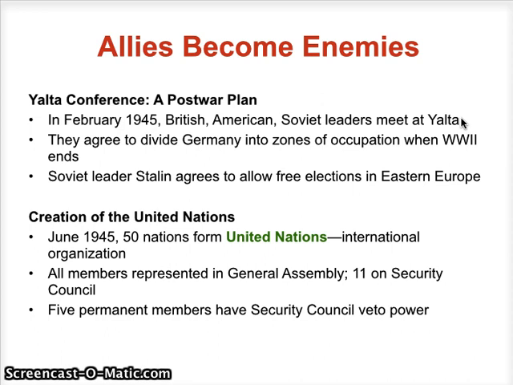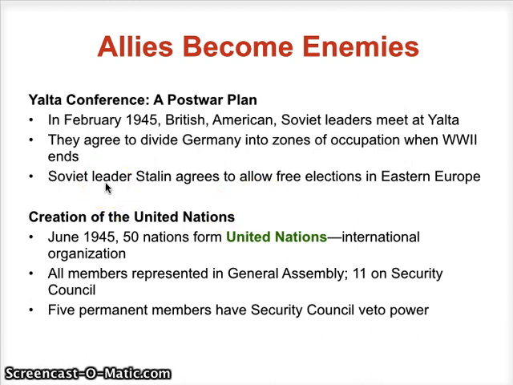So the western half falls under the British and US soldiers' occupation. That means that they will stay in the western half of Germany. The eastern half is going to fall under the Soviet Union. So Stalin will be in charge of the eastern half. Now Stalin promises the other Allied powers that he will allow free elections in Eastern Europe. You can imagine what is going to happen with this in the next few paragraphs.